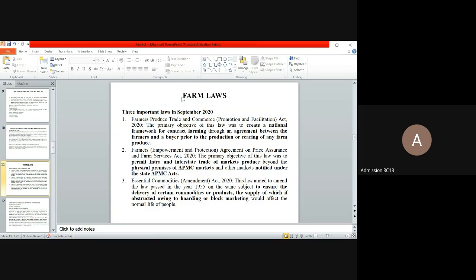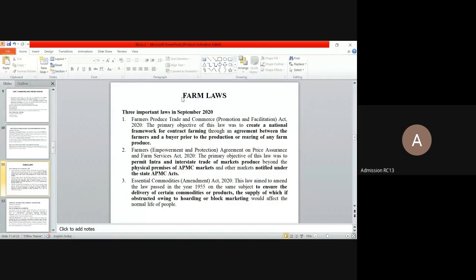Third is essential commodities, that is 2020. Again, an amendment has been made to ensure the delivery of certain commodities or products, the supply of which is obstructed owing to hoarding and black marketing. You can see that many times the prices of many materials suddenly hike. That may be artificially created or maybe natural. If it is artificially created, then that will create artificial inflation, and people will suffer. Normal life of the people will be affected. In order to curb that, if it is natural, we can't help it, but we can take measures to reduce it. But if it is happening intentionally, somebody should stop that, right? So for that, they have introduced this Essential Commodities Act.